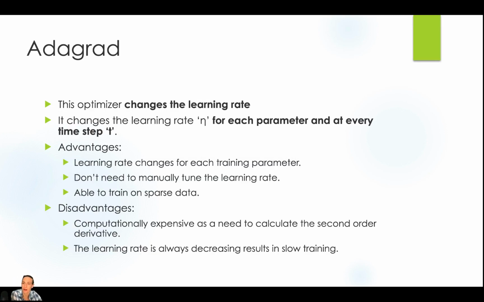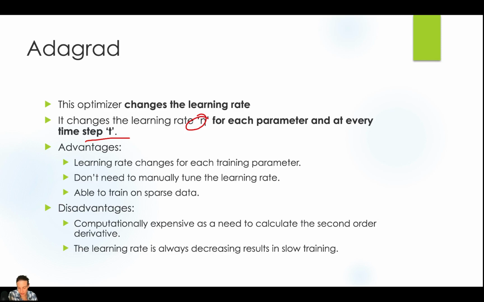Here's another type of optimization algorithm, whereby the learning rate is changed dynamically. So mu, or the learning rate, for each parameter is changed at different time steps. It is great that it changes because it can adapt better to the data. It's able to train on sparse data. But it is very computationally expensive as it makes use of the second order derivative, so it's a little bit more math involved.